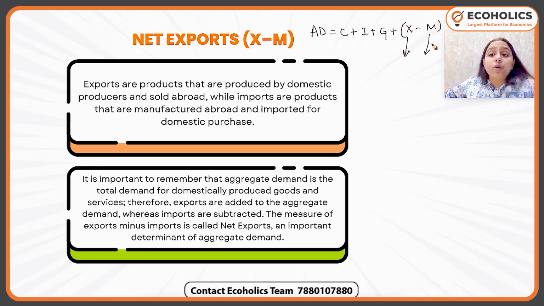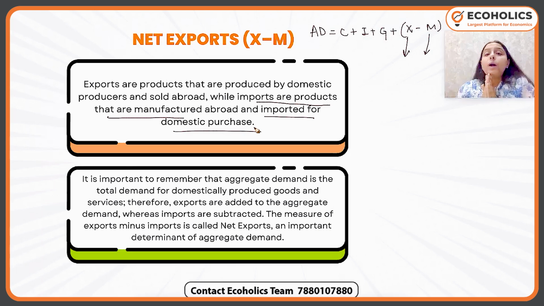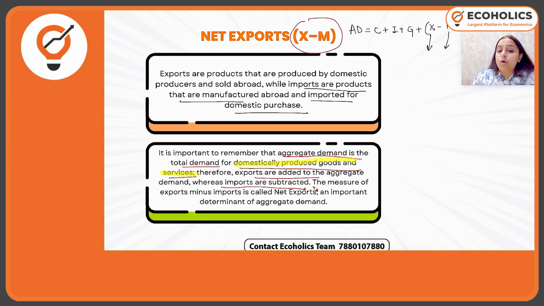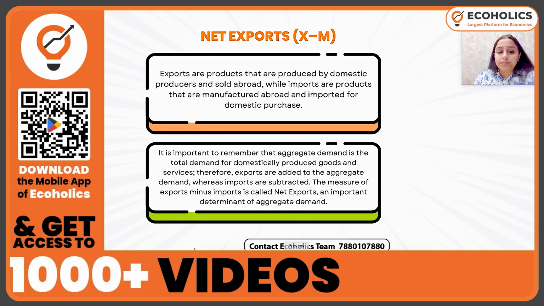That is something we are getting from other countries in the form of imports. So we subtract that, because imports are products that are manufactured abroad and imported for domestic purchase. So they are not part of aggregate demand. It is very important to remember that aggregate demand is the total demand for domestically produced goods and services. Very important point here to keep in notice. Therefore, exports are added and imports are subtracted. All right, and net exports is a very important determinant of your aggregate demand.